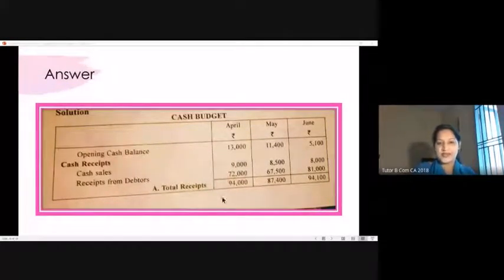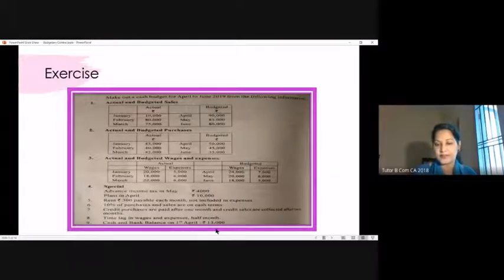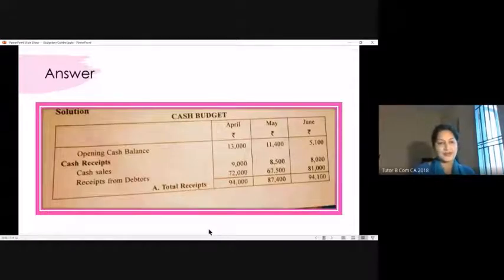Now, as we said in the question, the opening balance is 13,000. We already saw that the opening balance is 13,000. We got it here. Now, the next thing is, as in the format, we know the cash budget under the receipts and payments method is divided into two. The first half will talk about the receipts. The second half will talk about the payments.